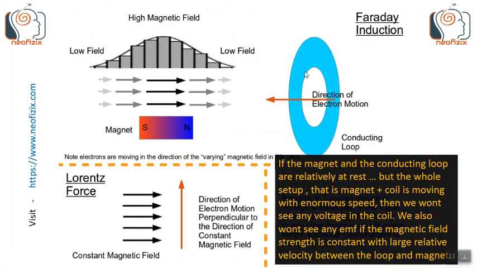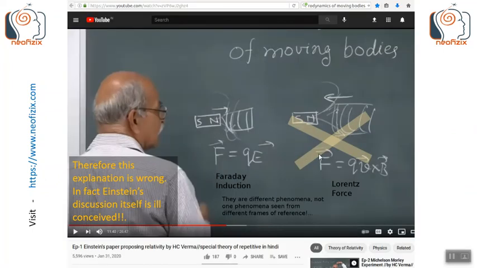If the magnet and the conducting loop are relatively at rest, but the whole setup, that is the magnet plus coil, is moving with enormous speed, even then we won't see any voltage in the coil. We also won't see any EMF in the magnetic field if the magnetic field strength is constant with a large relative velocity between the loop and the magnet. Therefore, this explanation is wrong. In fact, Einstein's discussion itself is ill-conceived.